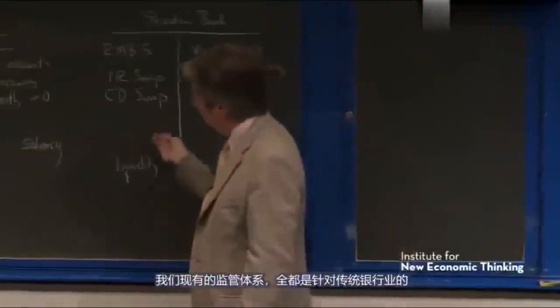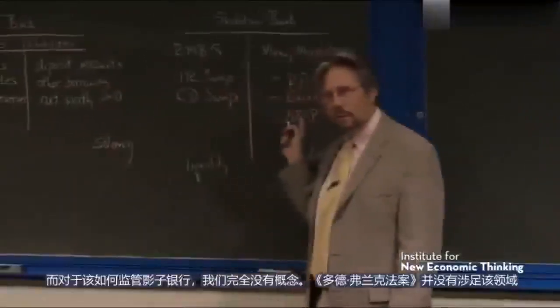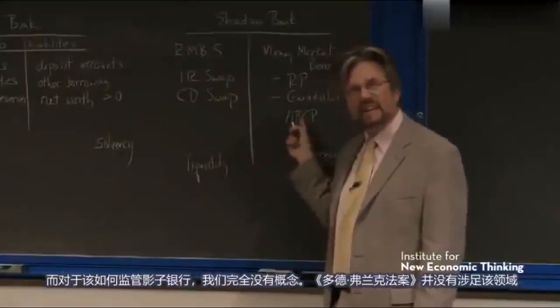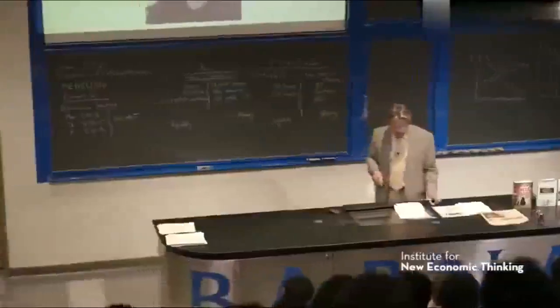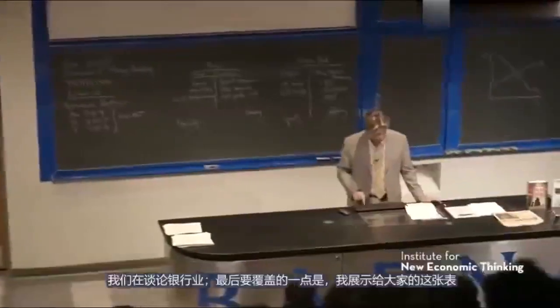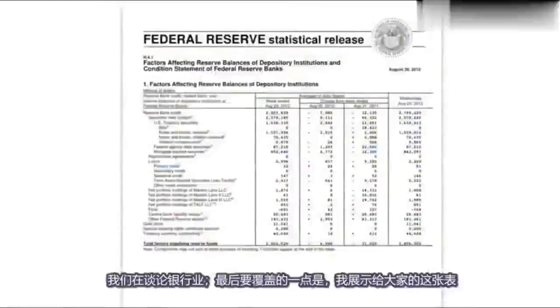The regulatory system we have is all about that kind of banking, okay? And we don't really know what we're doing about regulating this. Dodd-Frank doesn't touch it, okay? So this is what the issue is about. So we're talking about banking. We're also talking about, the final thing here, I want to show you another.